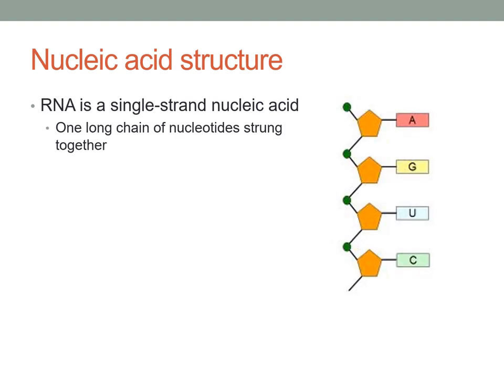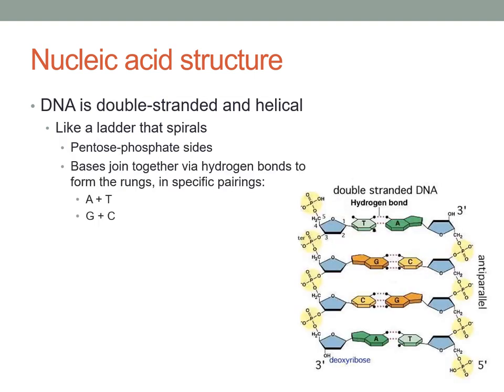RNA, we look at its structure. It's just a single strand, right? So here's our ribonucleic acid. We've got our sugar. We've got our phosphate group and the letters, which are the bases, right? So instead of a T, we have a U when we're dealing with RNA. That's what RNA looks like when you hook all the subunits together.